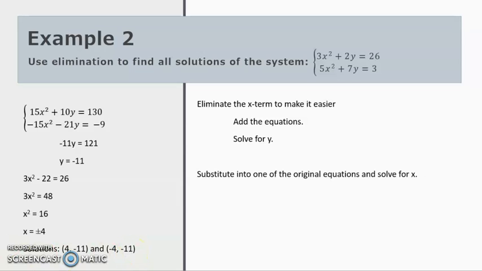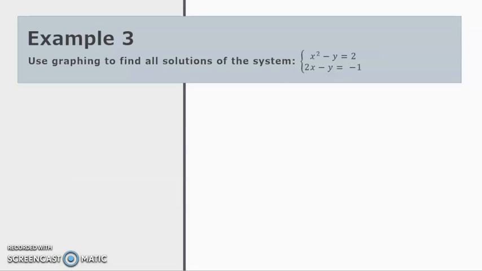We have one more method to talk about, and that's graphing. So let's see our last example. In example 3, it says to use graphing to find all of the solutions of the system. They give us this system right here. This one's set up nicely for graphing because I can easily get y alone. I would just add y to this side and subtract 2. I'd add y to this side and add 1 to that side. So it's very easy to get y alone, and that's what I'm going to do. And then I'm going to graph it on my graphing calculator.